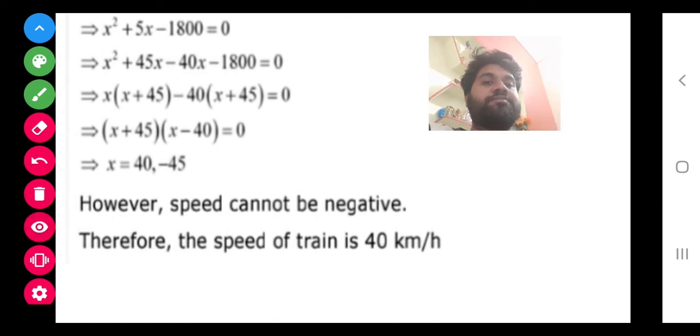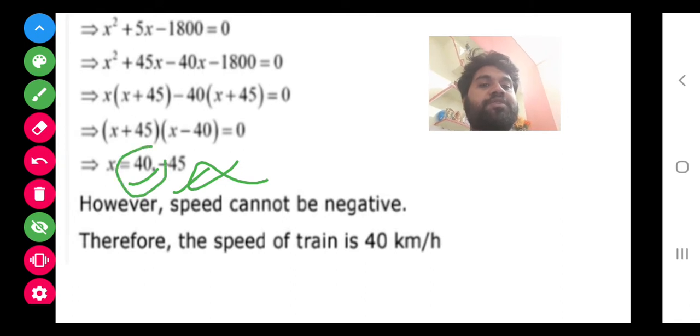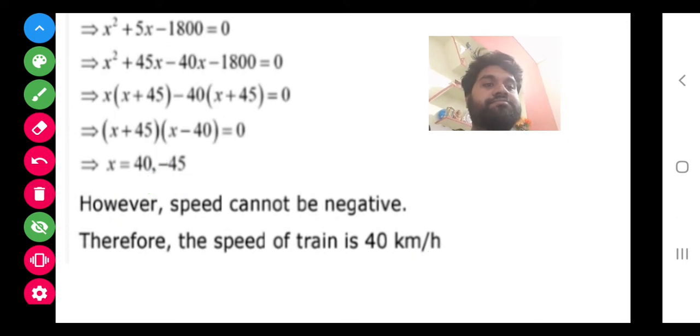So after that, finally we have got two answers, that is 40 and minus 45. Minus 45 cannot be a speed, so it will be 40. So finally the answer is 40. That's all, class.